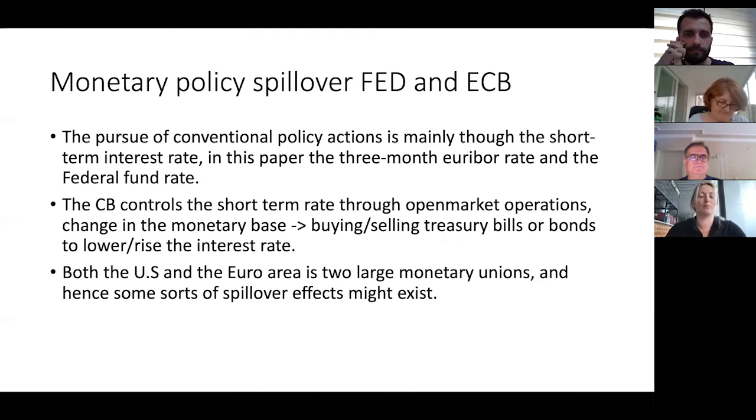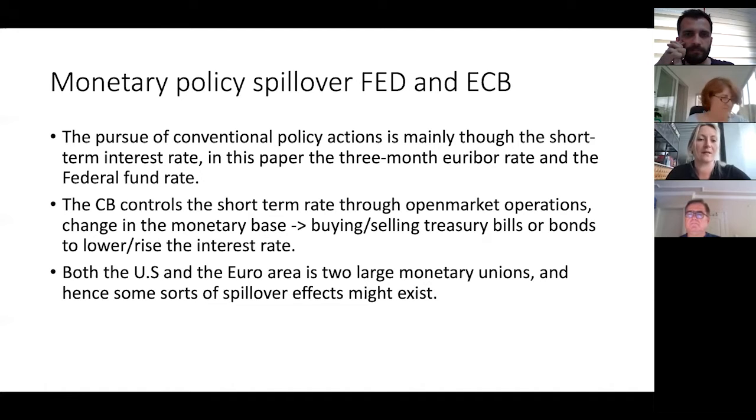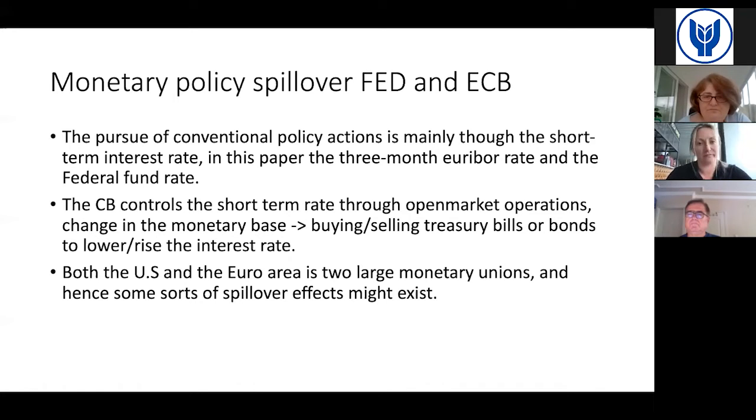The paper mainly takes a stance in investigating conventional policy actions in the US, the Federal Reserve Bank, and the European Central Bank. Both are monetary unions. I was looking at how the federal funds rate affects the Euribor rate. The data used for the interest rates is the 3-month Euribor rate and the federal funds rate, and a little summing up of monetary policy.